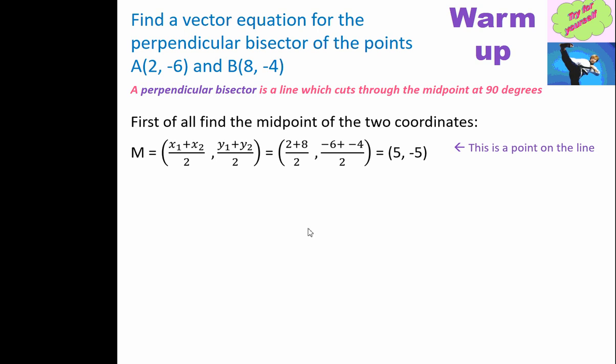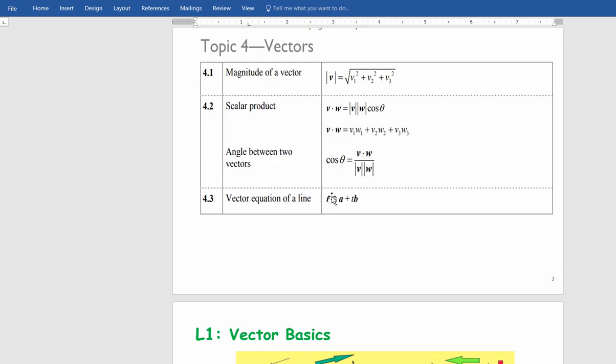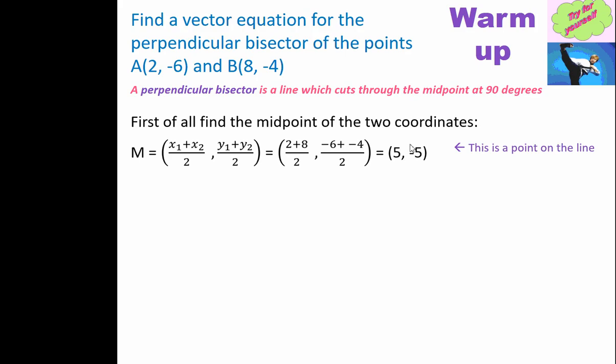So, remember from the vector equation of a line, we need a point on the line. So that midpoint provides the point on the line. So this needs to be the position vector of that point on the line. So the position vector would be (5, -5) as a column vector. So that's our point on the line.